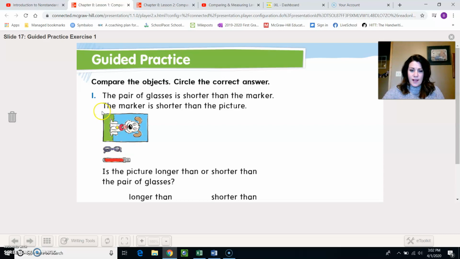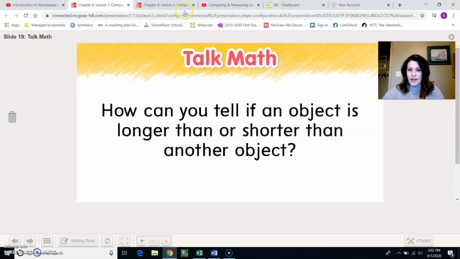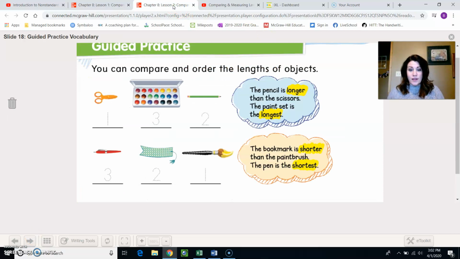And you know what I really like? If you look at my arrow here, I like how they lined everything up, right? That's very important to line up our objects to compare them. Oh, look at that, longer than, we were right. All right. Then we're going to move on to comparing those three objects. You can take any three objects in your house and compare them.